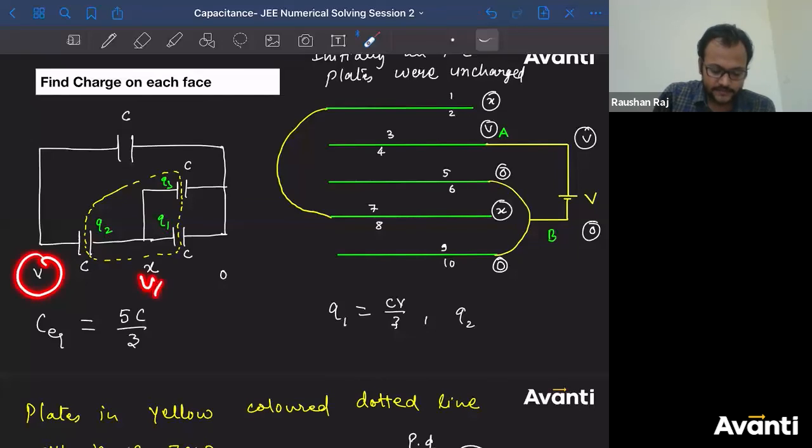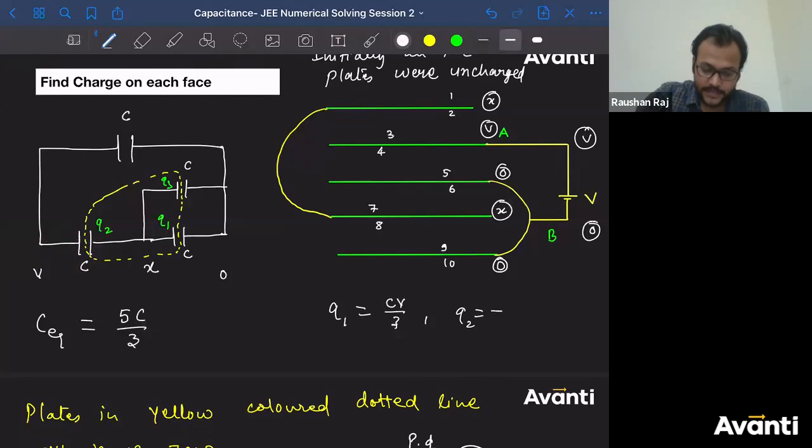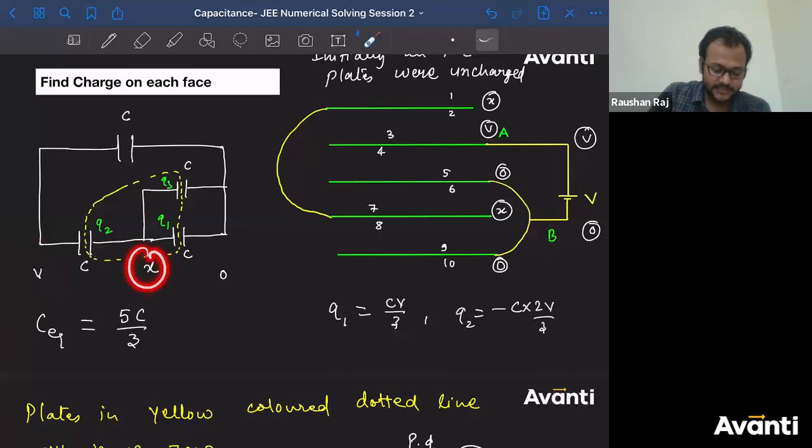This is V by 3, which is having higher potential. This is having higher potential. So this plate will have positive charge. This plate will have negative charge. What will be the value? Minus C into 2V by 3. Because this is having V by 3, this is having V, so the difference will be 2V by 3. So Q2 will be equal to minus 2CV by 3.